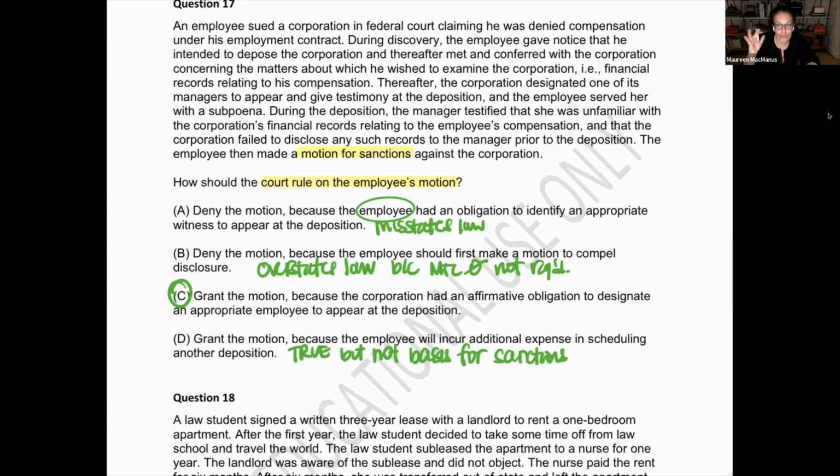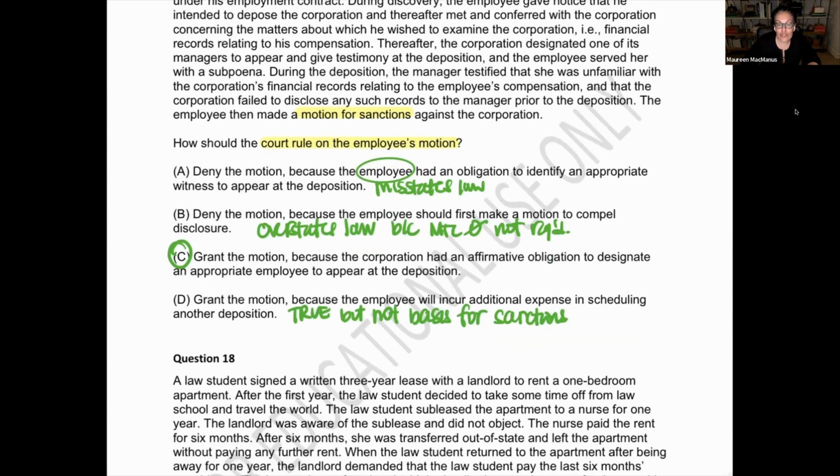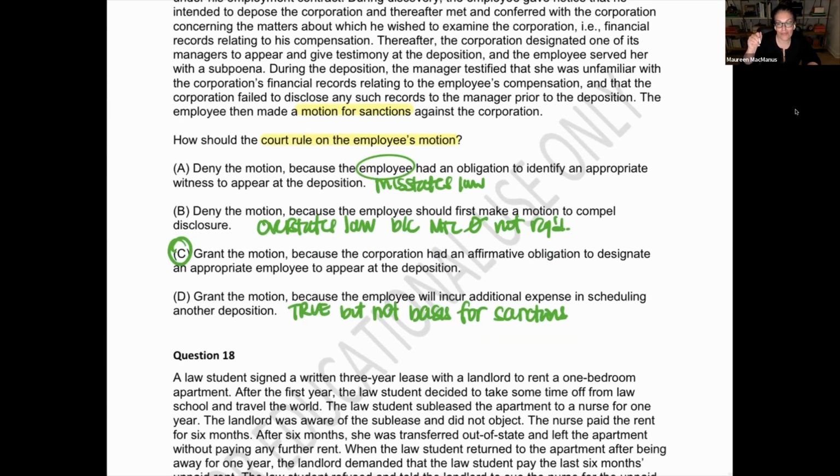You should be doing a total of about between 2,000 and 2,500 questions to prepare. And you should be doing those questions like I'm doing them, where we're looking at every single answer option.